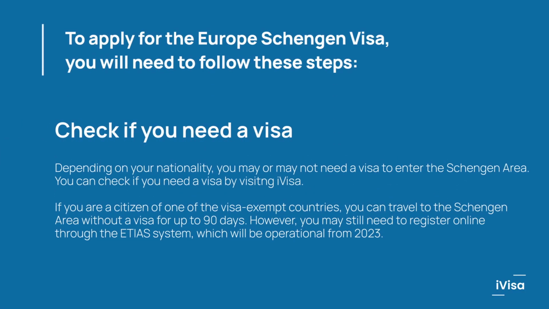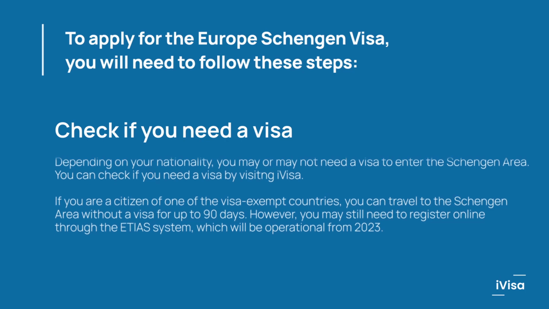To apply for the Europe Schengen Visa, you'll need to follow these steps. Check if you need a visa. Depending on your nationality, you may or may not need a visa to enter the Schengen area. You can check if you need a visa by visiting iVisa. If you're a citizen of one of the visa-exempt countries, you can travel to the Schengen area without a visa for up to 90 days. However, you will still need to register online through the ETIAS system, which will be operational from 2023.